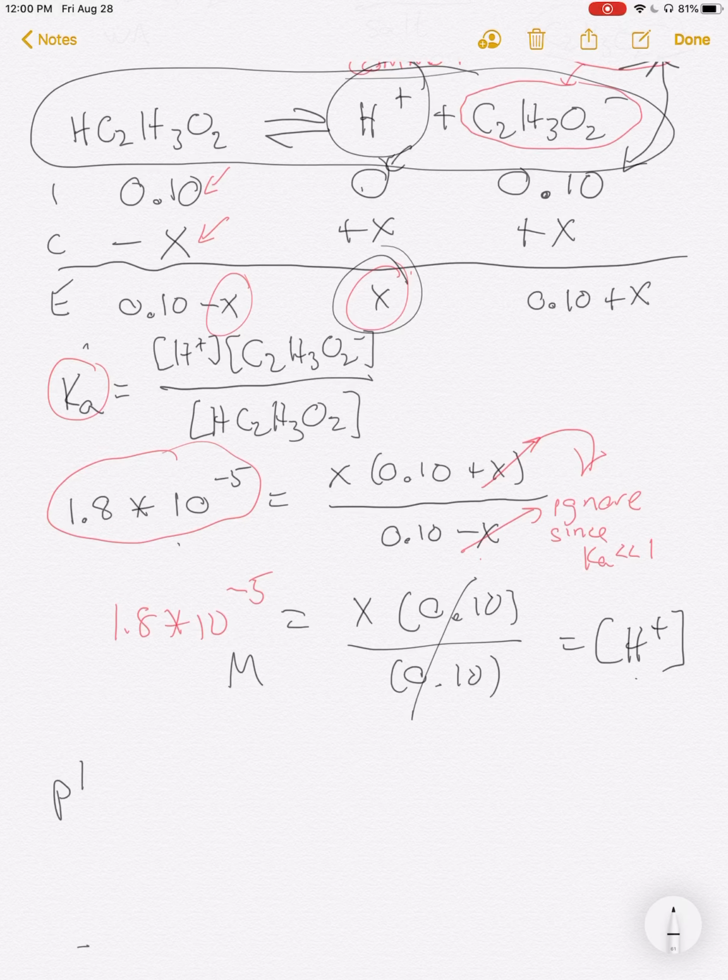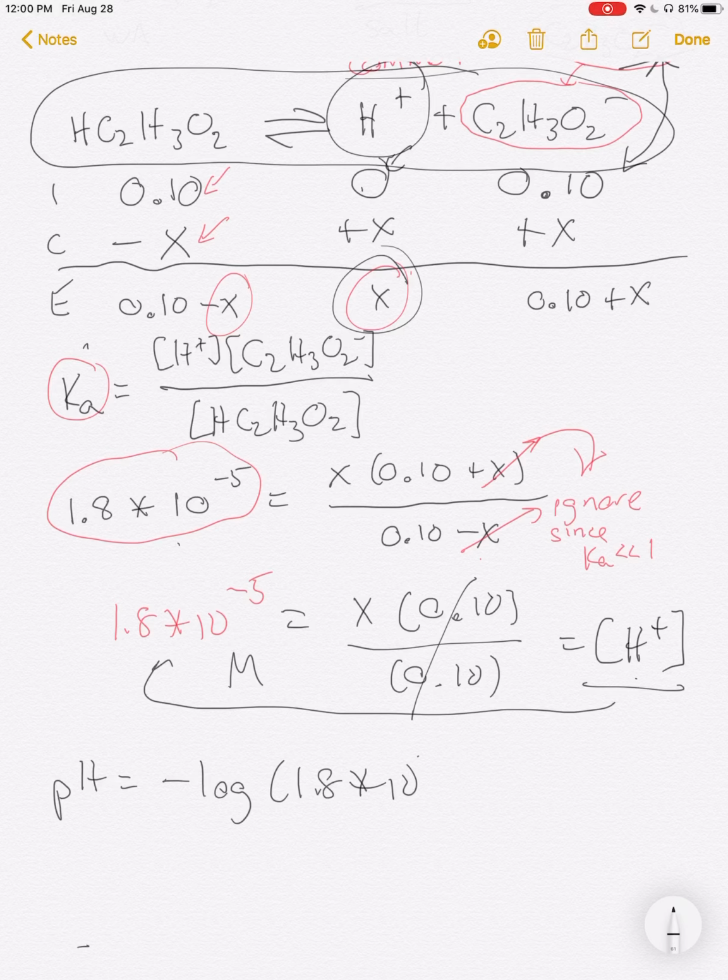The pH is going to be the negative log of that hydrogen ion concentration, which is 1.8 times 10 to the negative 5. And that gives us a pH of 4.74. That's how we would calculate the pH of a common ion effect problem.